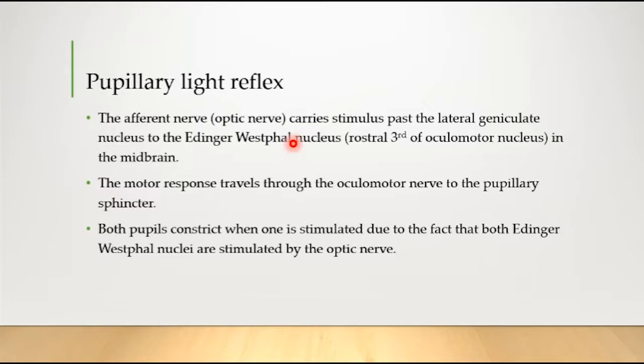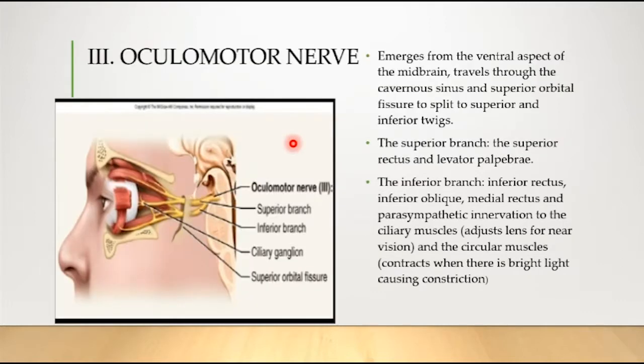So it also takes part in the pupillary light reflex. The afferent nerve is the optic nerve that carries the stimulus past the lateral geniculate nucleus we saw to the Edinger-Westphal nucleus, which is an oculomotor nerve nucleus in the midbrain, and that will stimulate constriction. The motor response travels by the oculomotor nerve to the pupillary sphincter. Both pupils constrict when one is stimulated because the Edinger-Westphal nucleus is stimulated by the optic nerve. We saw this yesterday. When you examine the optic nerve, you look at the pupillary reflex.